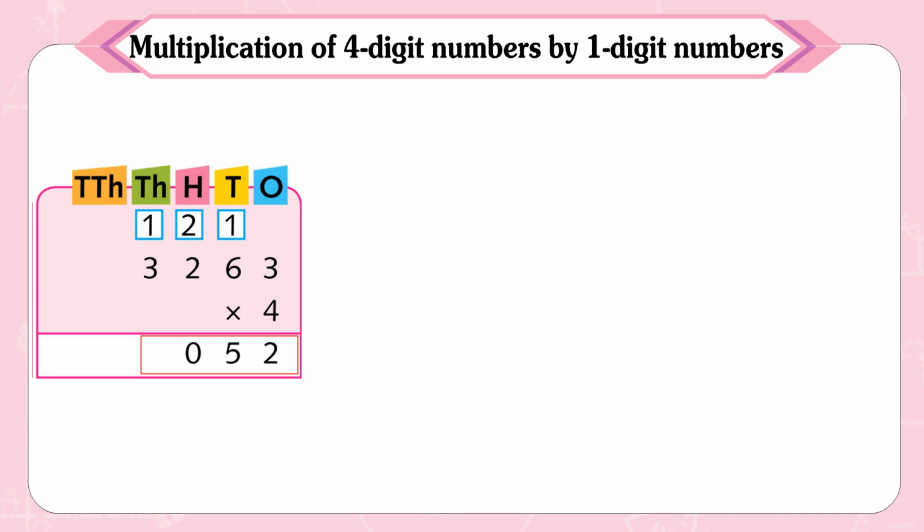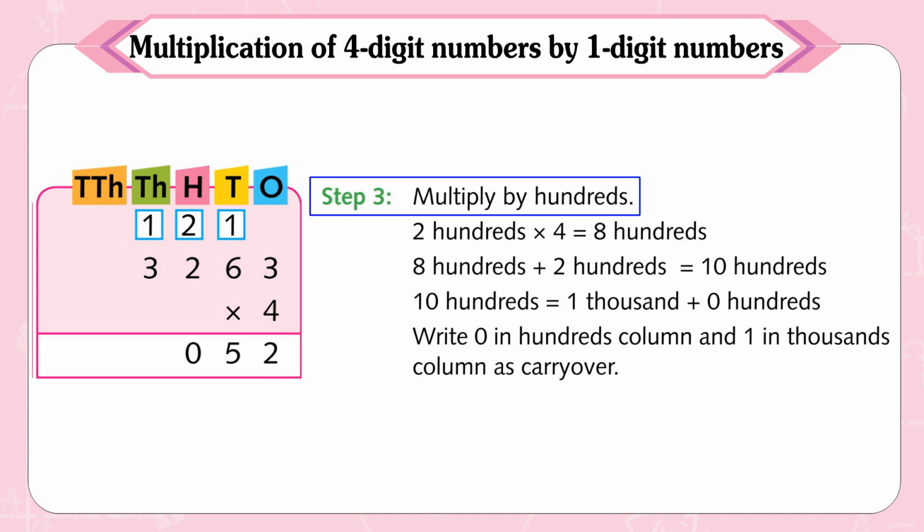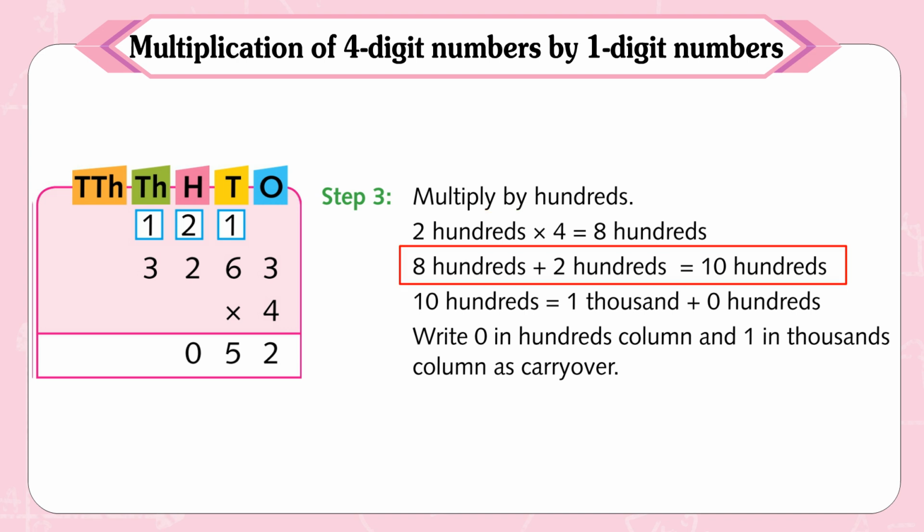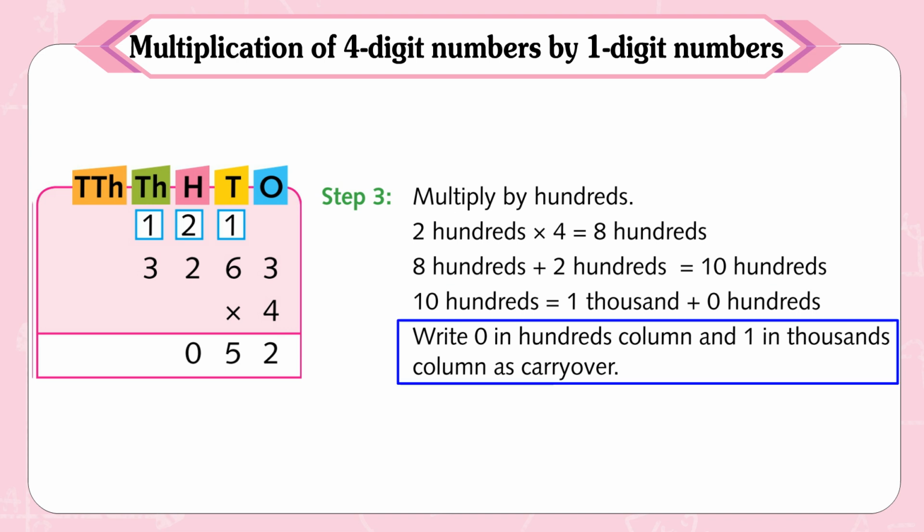3263 into 4 is equal to 052. Step 3. Multiply by hundreds. 2 hundreds into 4 is equal to 8 hundreds. 8 hundreds plus 2 hundreds is equal to 10 hundreds. 10 hundreds is equal to 1000 plus 0 hundreds. Write 0 in hundreds column and 1 in thousands column as carry over.